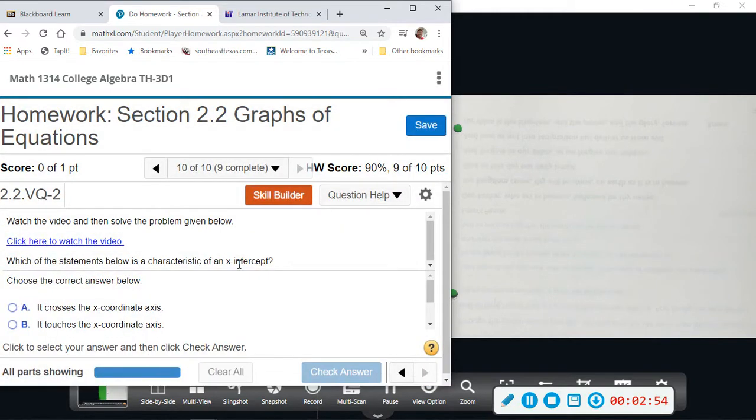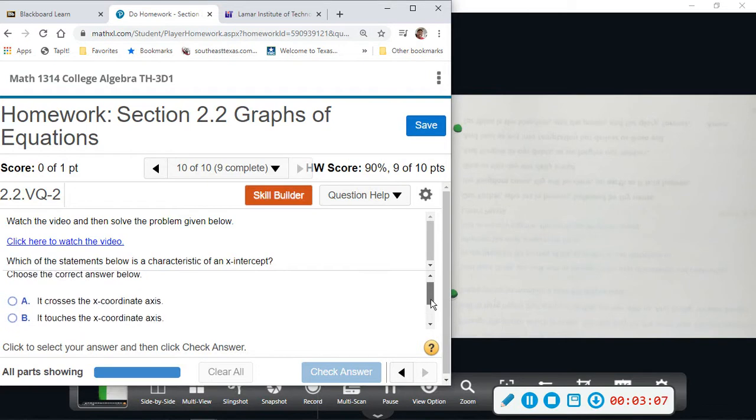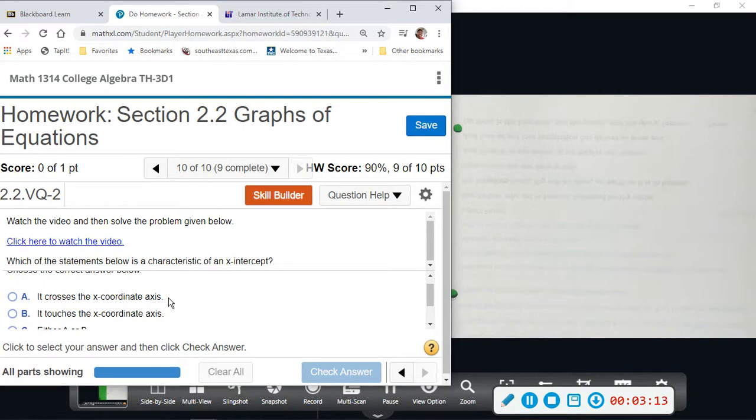Okay, number 10 also wants us to watch a video and wants to know which of the following statements below is a characteristic of an x-intercept. Maybe we can figure this out without looking at it. Okay, x-intercept, it crosses the x coordinate axis. Which of the following below is a characteristic of the x-intercept? So yes, the x-intercept does cross the x-axis.